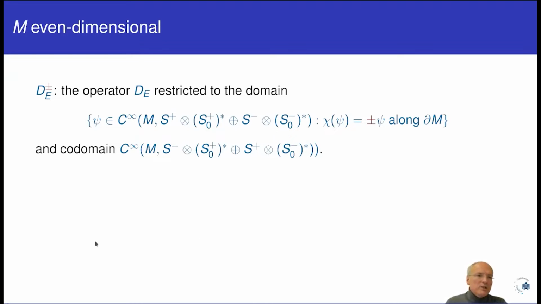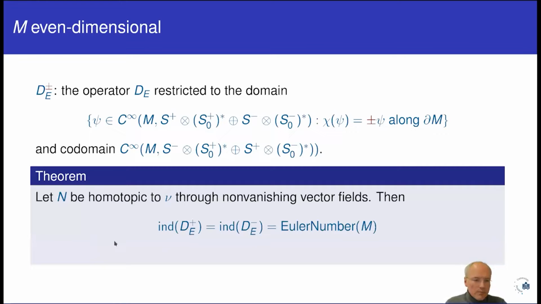And in this situation, we can again compute the index under the assumption that n is homotopic to nu through non-vanishing vector fields. And again, we get the result as the Euler number. The only difference to the previous situation is that there's no sign in this case, right? So both the D plus and the D minus operator give the same index, which is the Euler number. And that is a statement that will be used later in the second talk by Yipeng Wang.